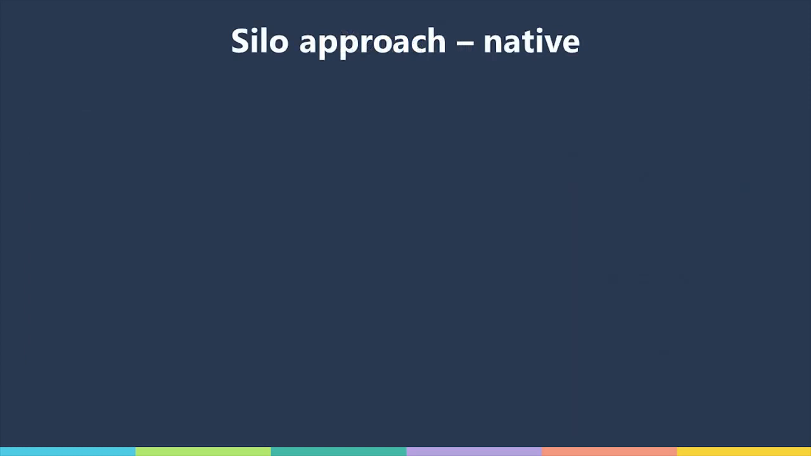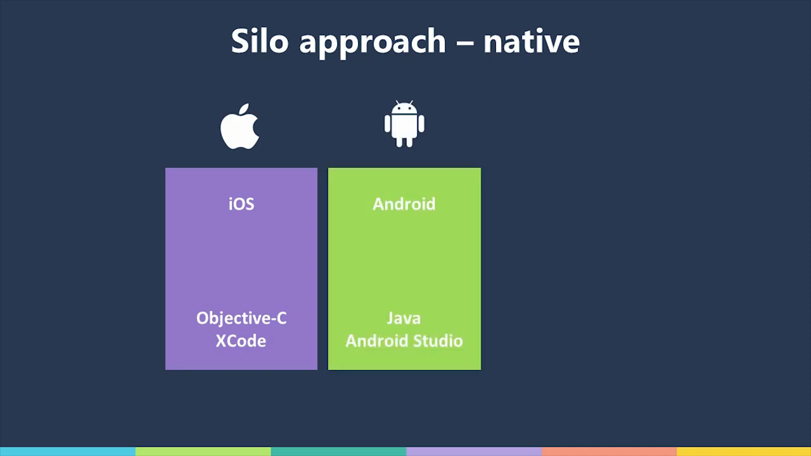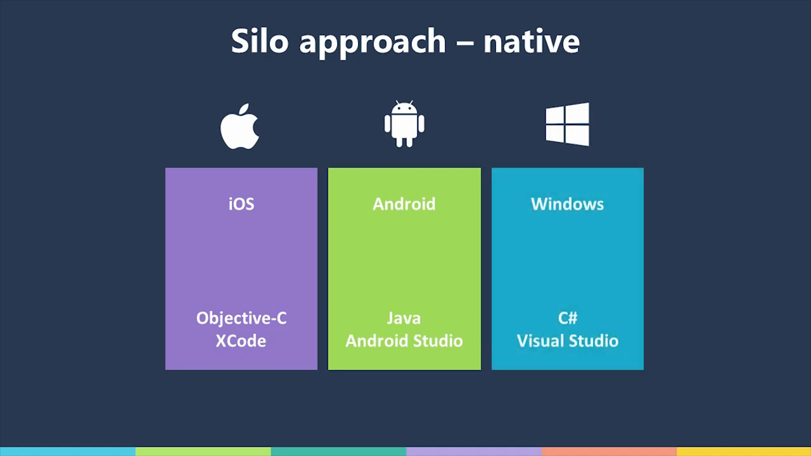Let's consider the common ways of building mobile applications. Most often, we'll stick to the silo approach with both competence and design silos. Different platform apps are developed separately. 3 separate teams work on 3 separate projects. You'd write an iOS app in Objective-C or Swift using Xcode. You use Android Studio and Java for Android. For Windows, it's Visual Studio and C#.